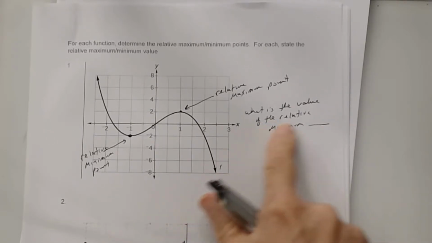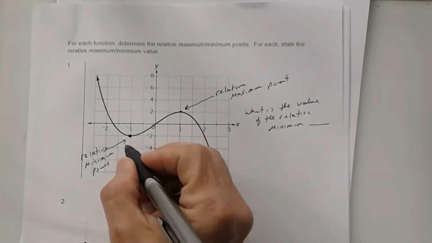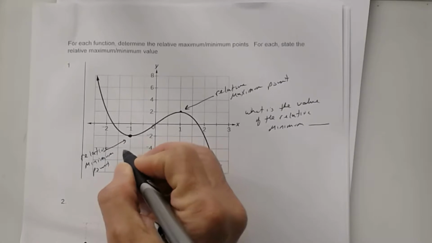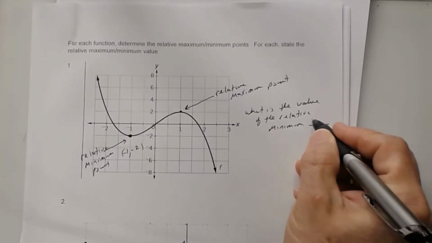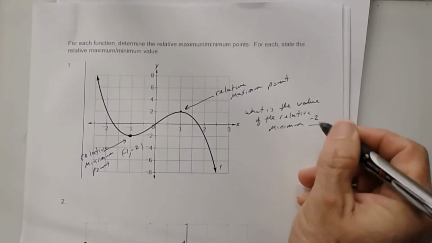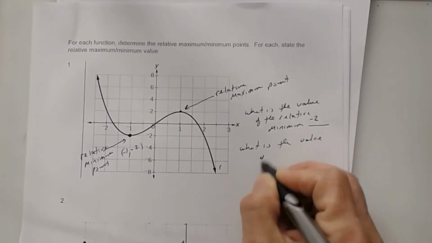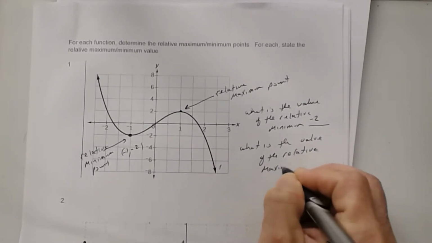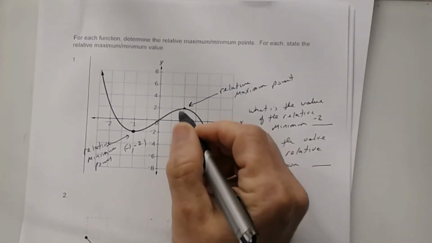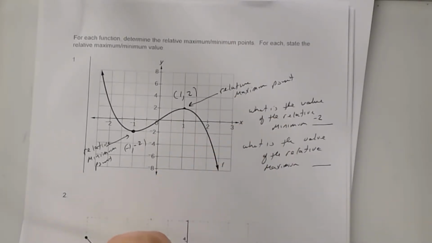So what is the value of the relative minimum? You're going to say what? -2. Because if you label that point, if you label the relative minimum point, that is -1 comma what? -2. So the value of the relative minimum is what? -2. What is the value of the relative maximum? So if I label that point, I'm going to get 1 comma 2, right? So what is the value of the relative maximum? 2.